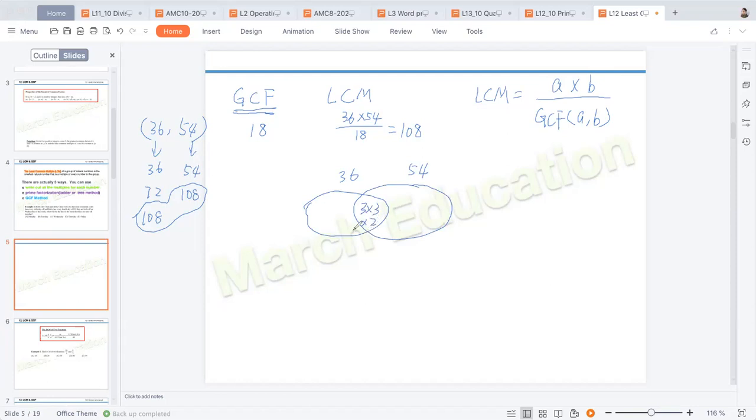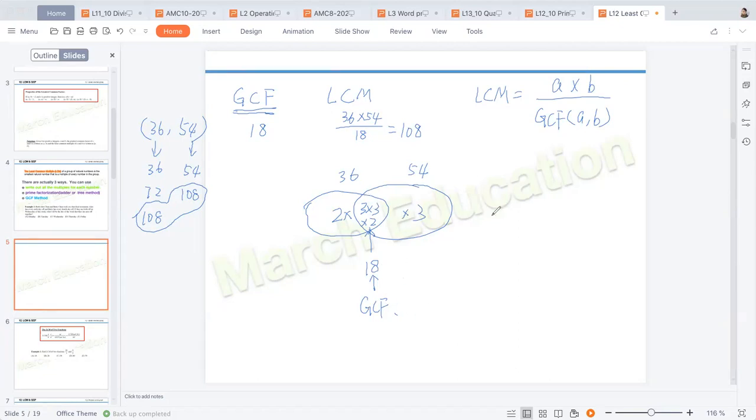Okay, and here, the outside is 2. The outside, this is 36. I just rearranged them. So for 54 it is 3 times 3 times 2 times 3, right? So the middle part is what? The middle part is 18. And this is the GCF, right? And from the definition, we know the common part is the GCF.